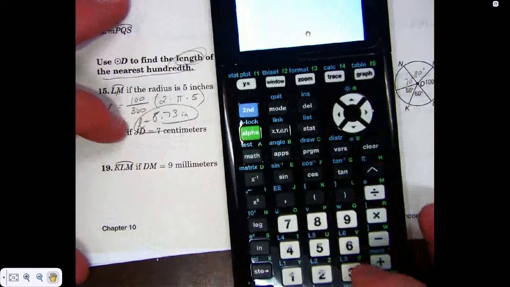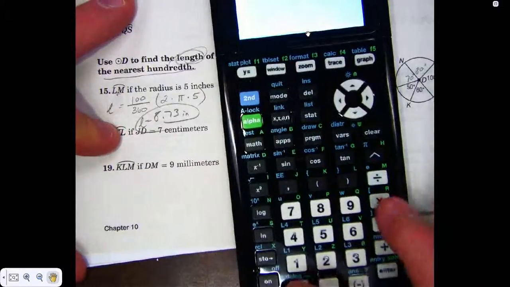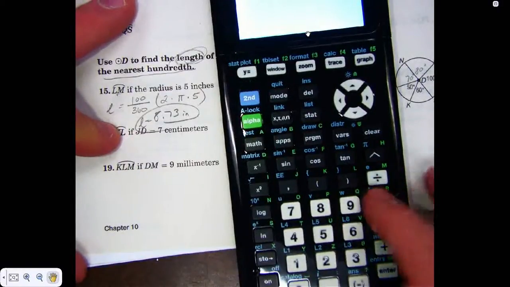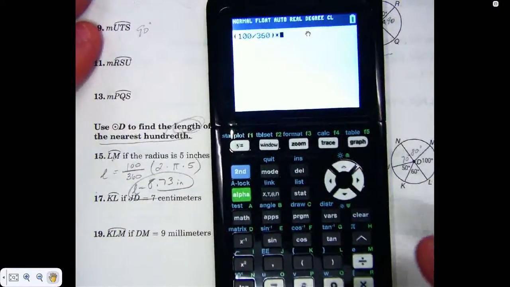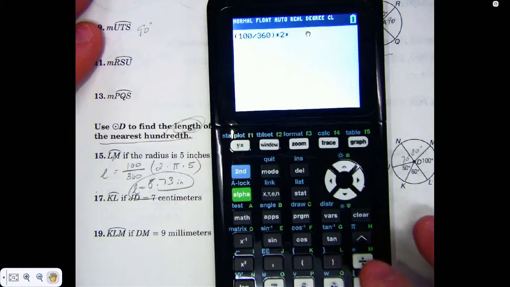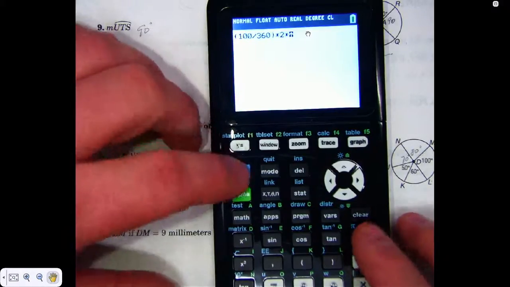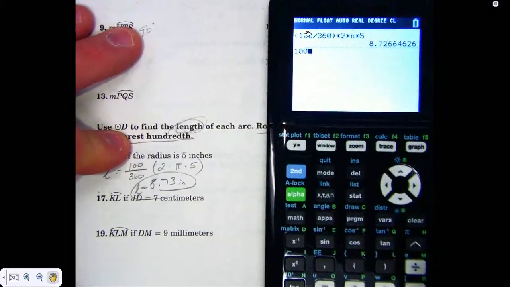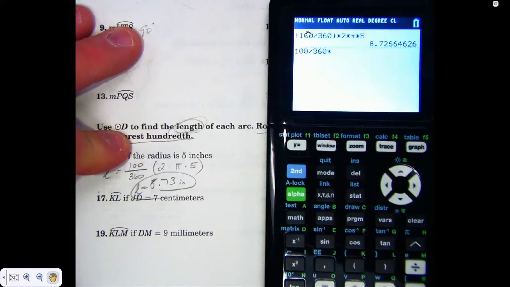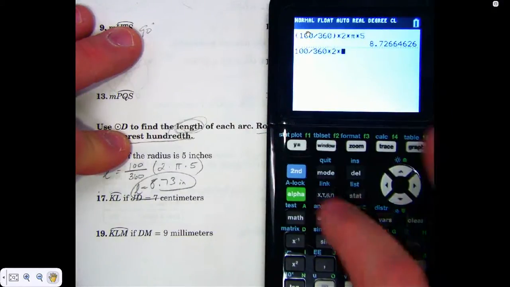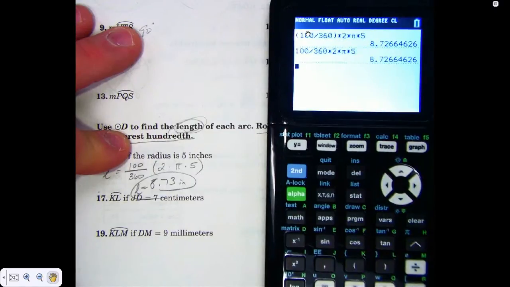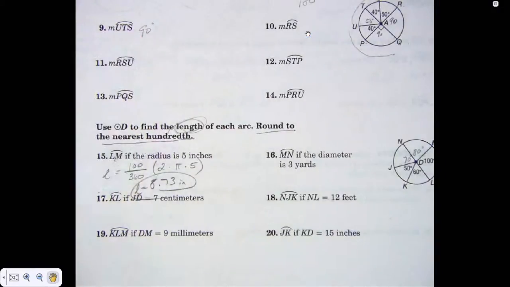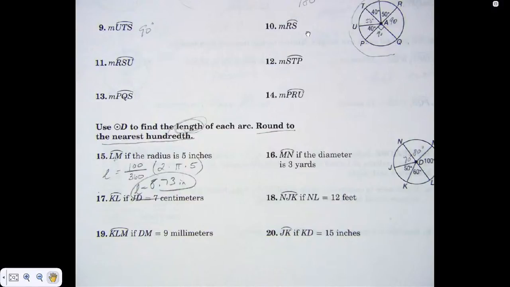Anytime you do that, I'd go 100, put it in parentheses, divided by 360, close parentheses, just to make sure it doesn't get applied to the wrong part, times 2 times, where's your pi button? Hit the second blue button. Okay, times 5. Let's see, did you do this? Yes. I did offset it 360. Ah, that makes sense. Whenever I do parentheses, I always like to put them in to make sure things don't get messed up.